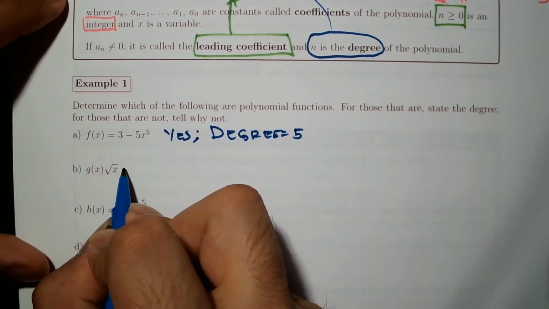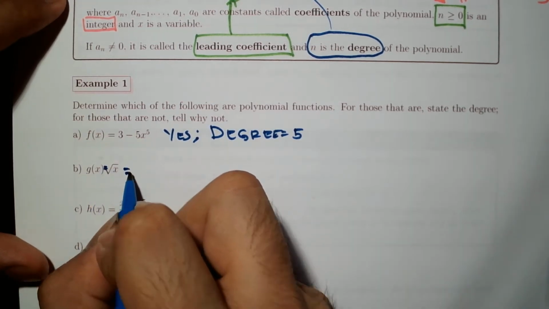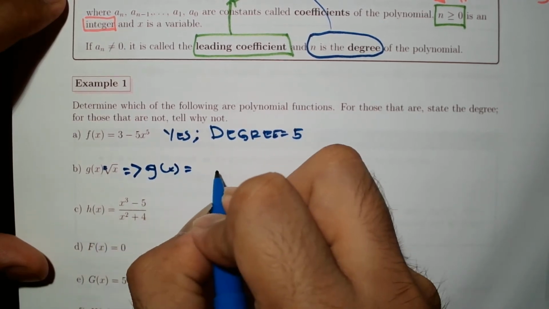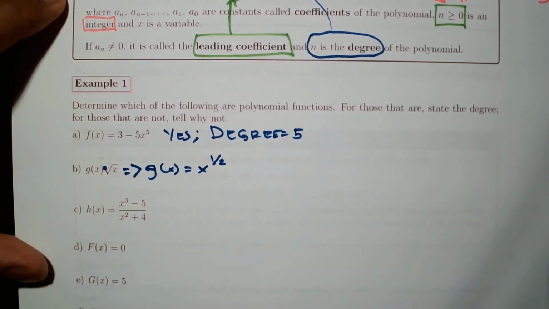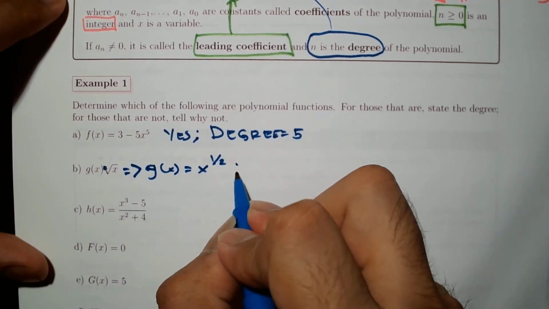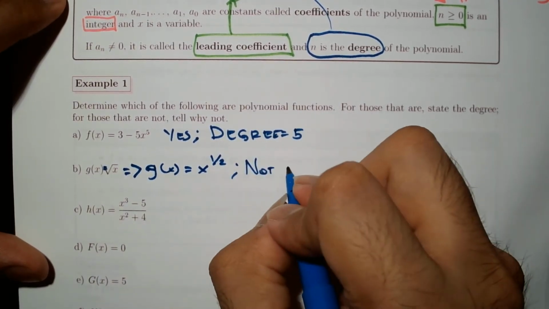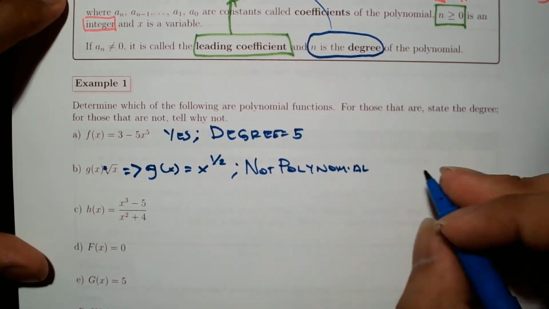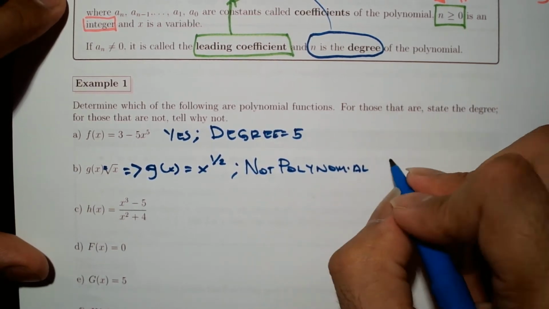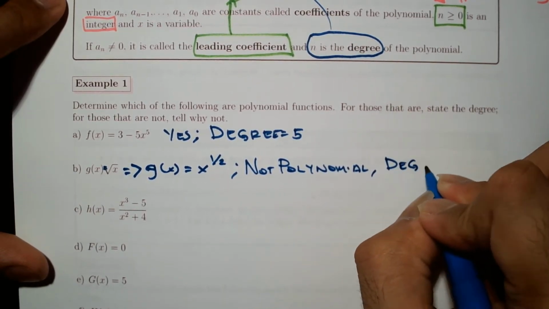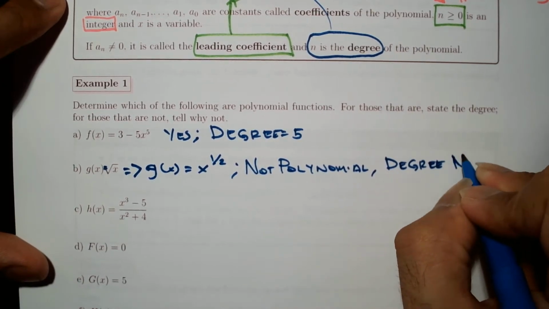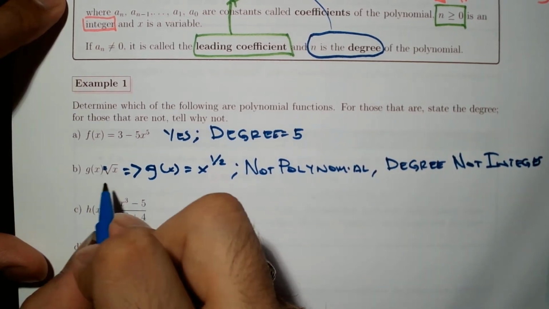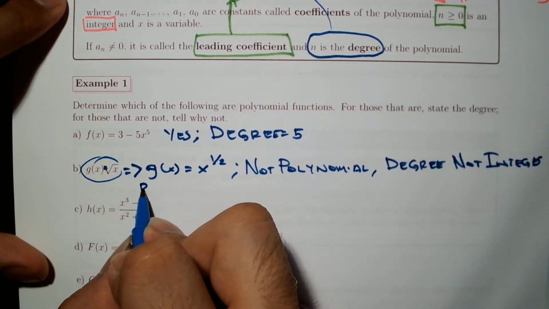Letter B, let's have a look at this. Well, I'm missing an equal sign here. So in this case, I would rewrite g of x as x to the 1/2. So in this case, it's not a polynomial, because the degree is not an integer. In fact, this is a radical function.